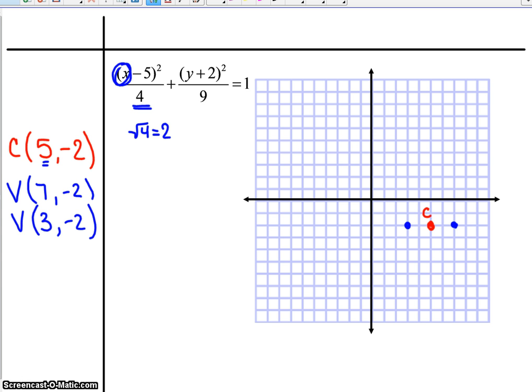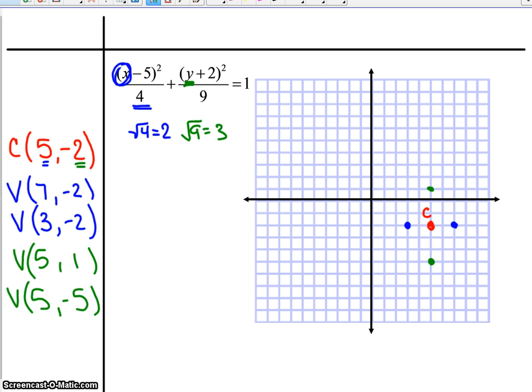We want to list these as points. If I do the same thing with the 9, take the square root, I get 3. Because that's the y, that's going to take me 3 up and 3 down. So now when we go up and down, my x is going to stay the same, but it's my y's that change. So from my -2, I'm going to go up 3 or add 3, and then go down 3 or subtract 3. So there's my 4 vertices. At this point, I could probably draw my ellipse and be done, but we want to find all those other pieces that we were talking about.